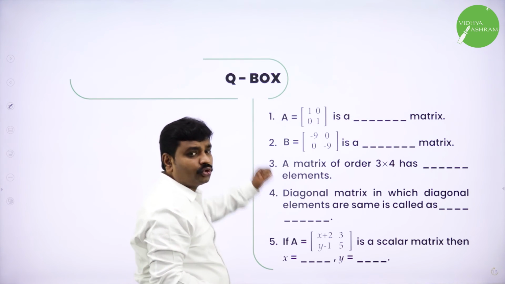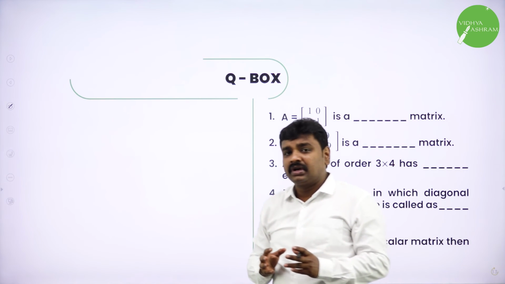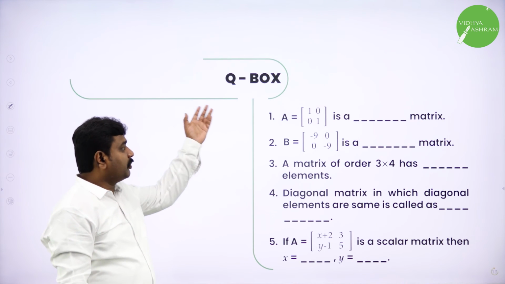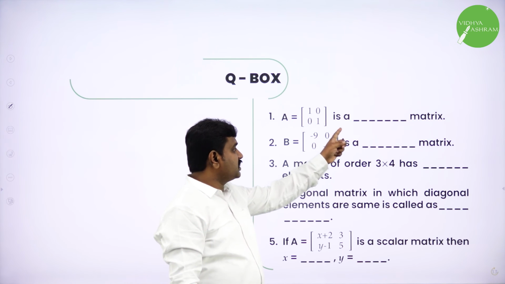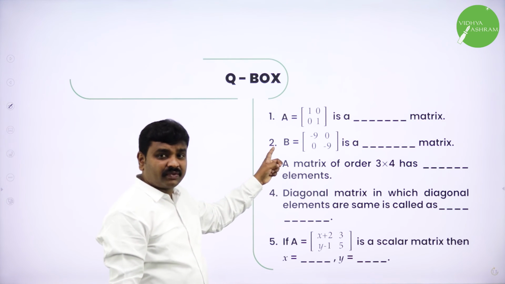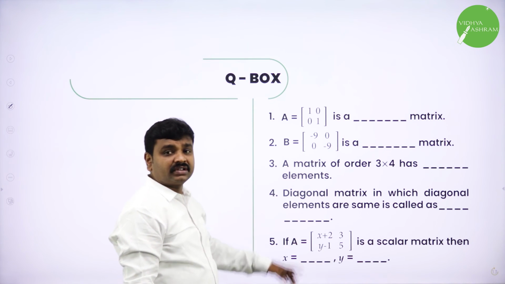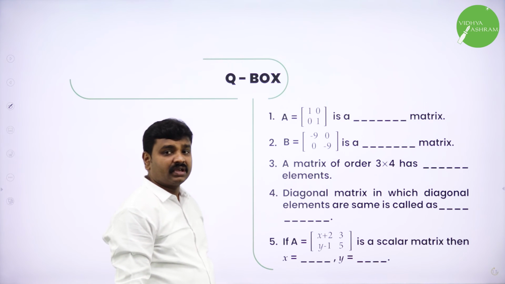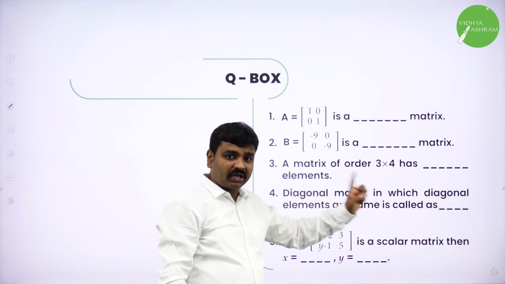Now I taught you so many questions. I am asking you to fill this Q box. The question box is ready for you. The first question: A is equal to 1, 0, 0, 1 is a dash matrix. Second: B is equal to minus 9, 0, 0, minus 9 is a dash matrix. Third: a matrix of order 3 cross 4 has how many elements? And a diagonal matrix in which the diagonal elements are the same is called what?